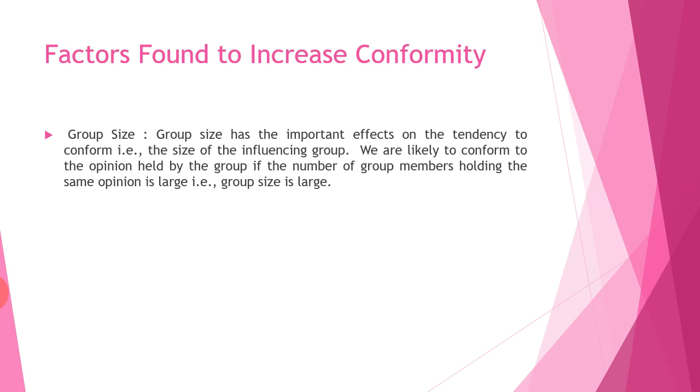The next factor is group size. Group size has an important effect on the tendency to conform, that is, the size of the influencing group. We are likely to conform to the opinion held by the group if the number of group members holding the same opinion is large. So these are the different factors found to increase conformity.